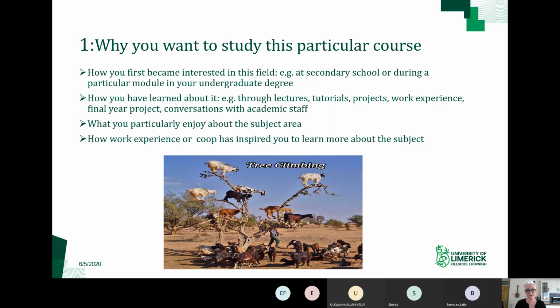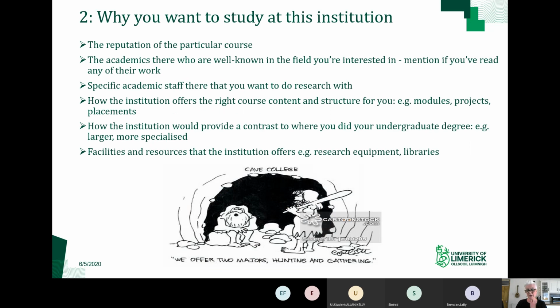So you need to do your research on the course, and you need to let them know why this particular course, not some kind of general explanation of why you've always loved psychology, for example, but it needs to be about this particular course. Then you need to think about this particular institution. So again, it's all about research before you ever put pen to paper.